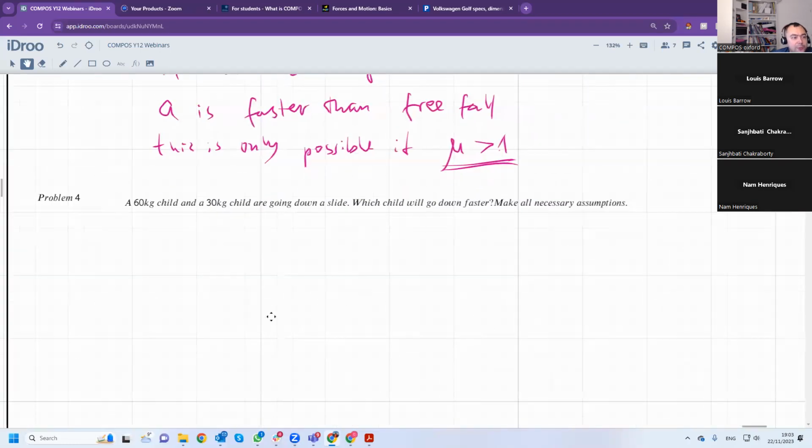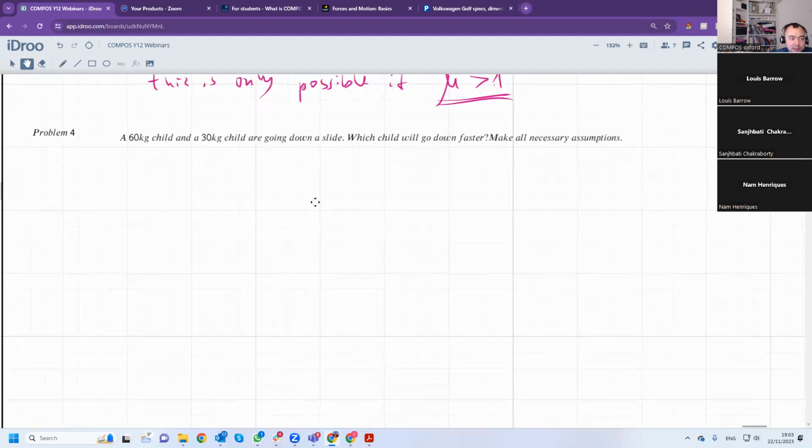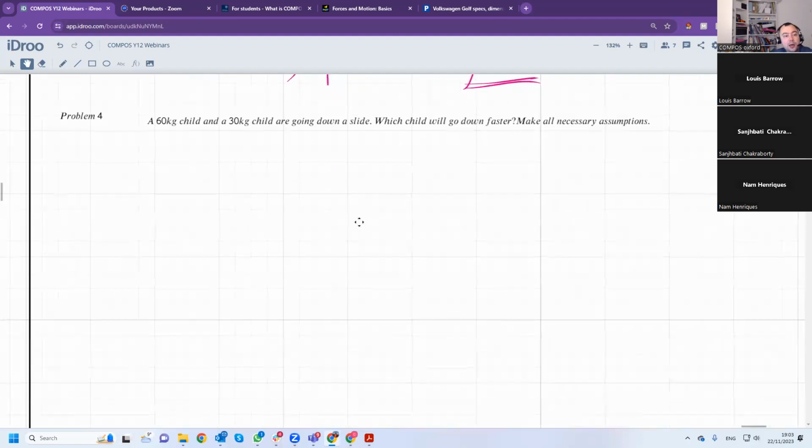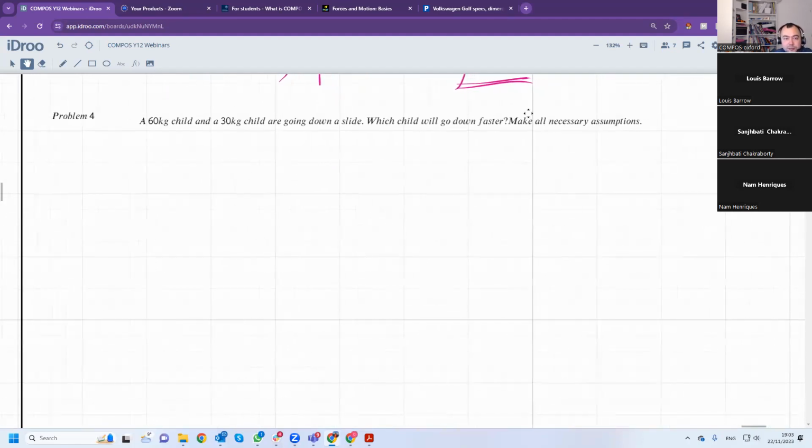Okay, problem 4. A 60-kilogram child and a 30-kilogram child are going down a slide. Which child would go faster? Make all necessary assumptions.